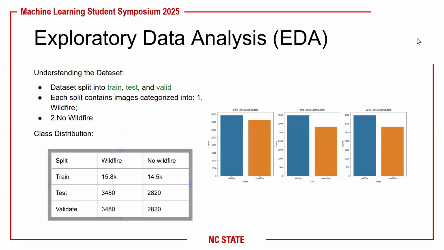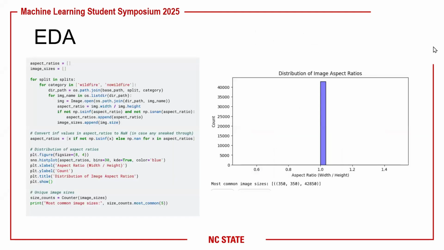After collecting the dataset, we began with exploratory data analysis to understand its structure. The dataset was divided into three categories: training, validation, and test set, with a balanced number of wildfire and no wildfire images. This balance is important to ensure that the model doesn't become biased towards one class. We then looked at pixel intensity distributions, which will be shown on the next slide.